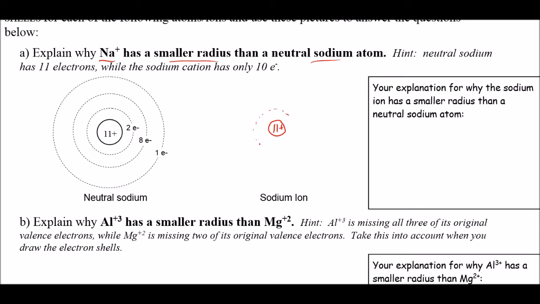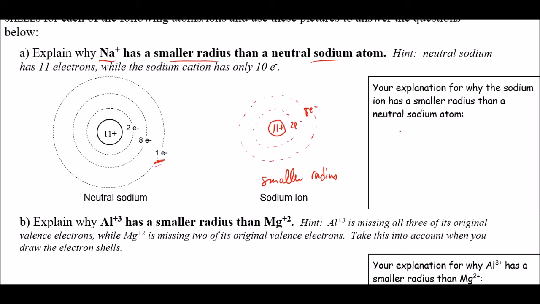There's no difference in the nucleus. 11 protons for each. 2 electrons in the first shell, no difference. 8 electrons in the second shell, no difference from these two pictures. But what is different is this third shell of 1 electron is not here. So you can see just from the picture, this is a smaller radius.